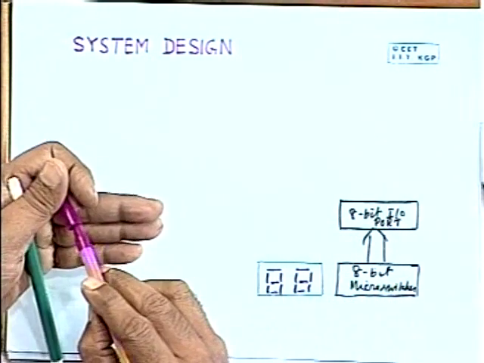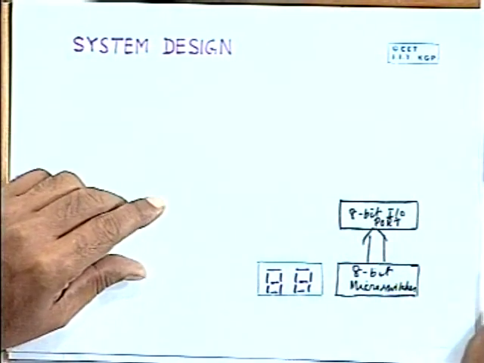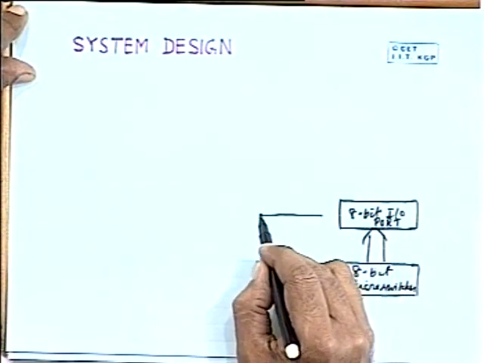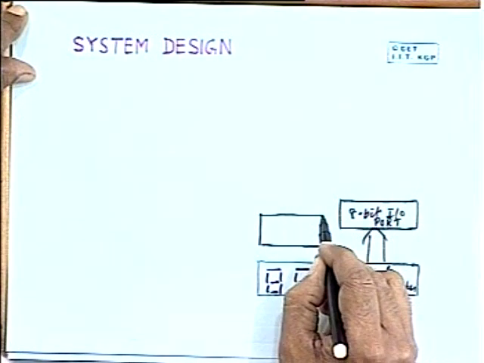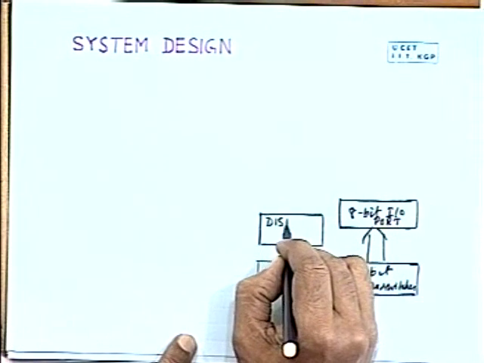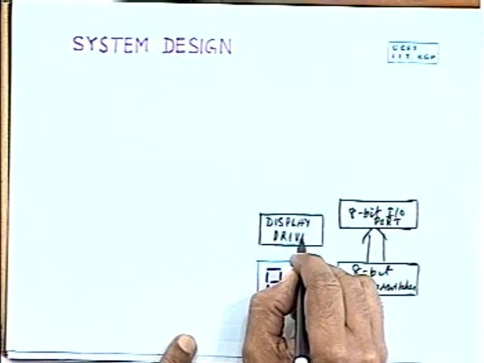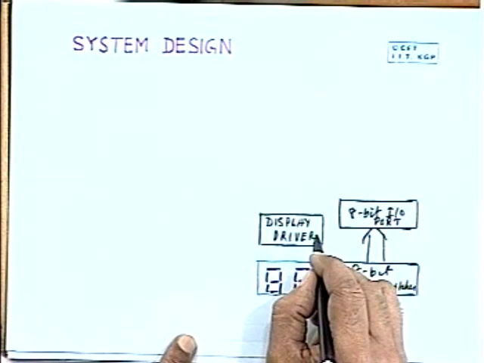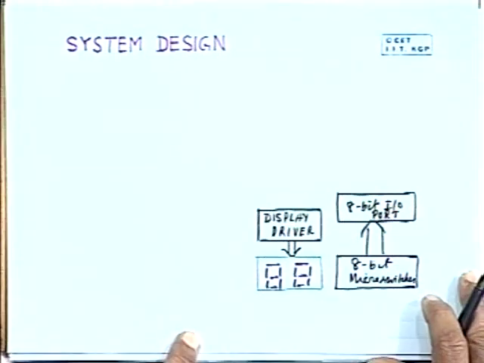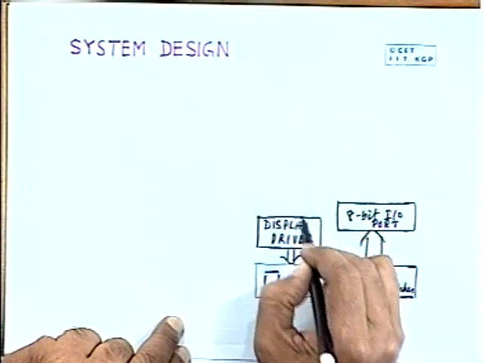And these two 7-segment LED displays, since the number of digits is 2, you can interface it in many ways, but to reduce the requirement of port lines, it is better to use some display driver. So we shall use some display drivers to reduce the number of port chips, and that will drive the LEDs.